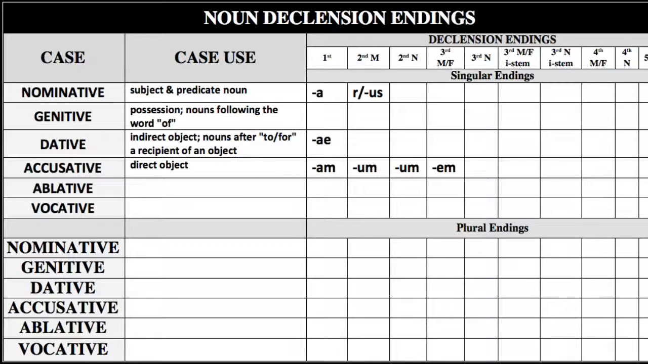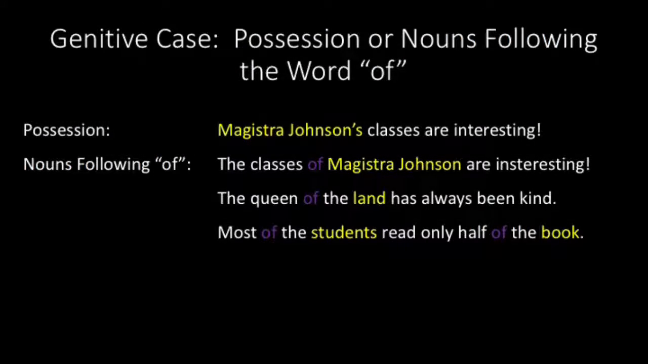The genitive function of a noun, according to the Roman way of thinking, is actually split into two categories. Nouns that show possession are considered genitive. And when we want to express an idea with of in English, the noun following it is seen as genitive by the Romans. Let's look at some examples in English so we can understand how the Romans thought about it.